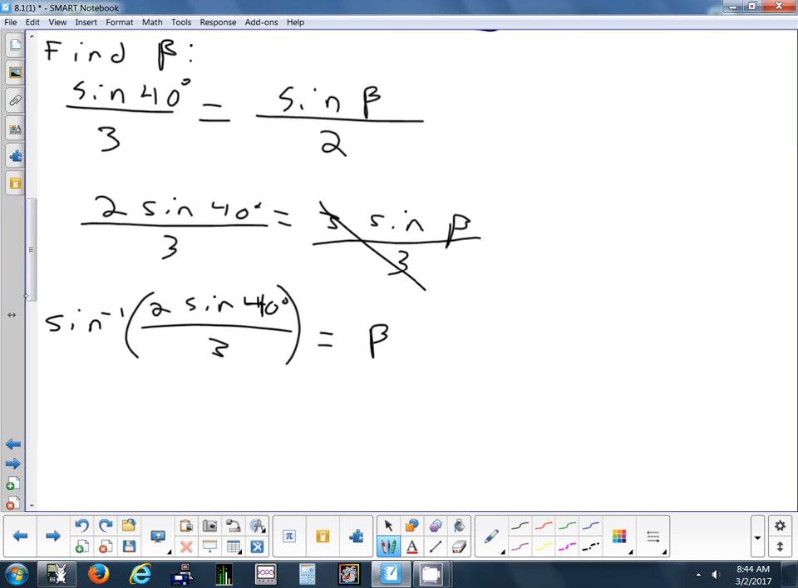How would I check if there's a second answer? Yep, we use this diagram. And what kind of number is this? 2 sine 40 divided by 3. Positive or negative? It's a positive number. So you found one answer where sine is positive. Where else is sine positive? Second. So what would I do with my answer to get the second one?